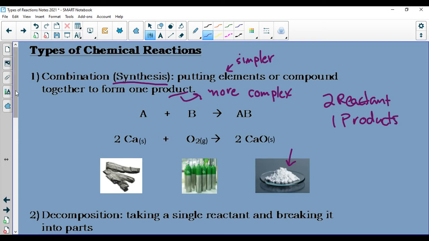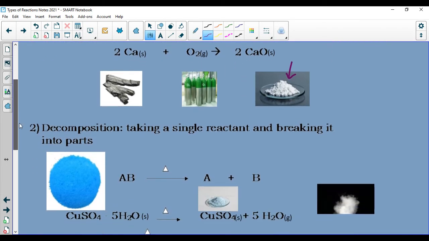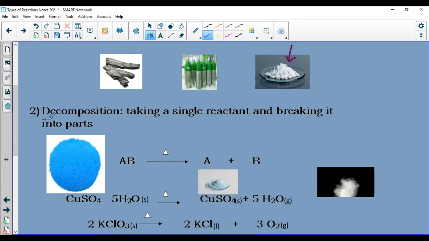Now, kind of the opposite of this reaction would be decomposition. To decompose is to break apart. So it is essentially synthesis in reverse. In this case here, we have a compound called copper sulfate pentahydrate. So this is all one substance. This ionic compound has a certain number of water molecules as a part of its structure.